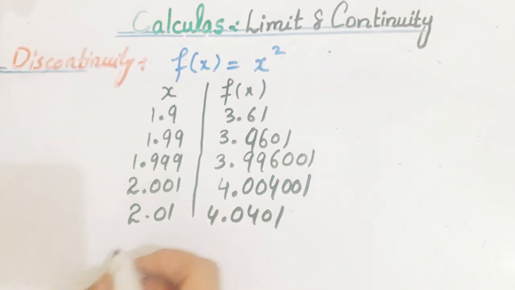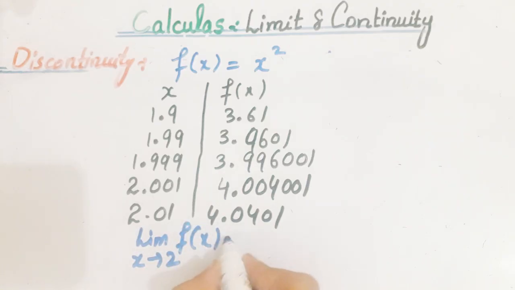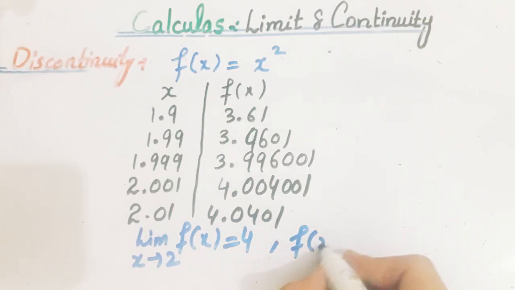So you can see when x gets close to 2, f of x gets close to 4. So the limit x approaches 2, f of x equals 4, and simply f of 2 also equals 2 square, that is 4. So these two conditions are satisfied and this function is continuous.